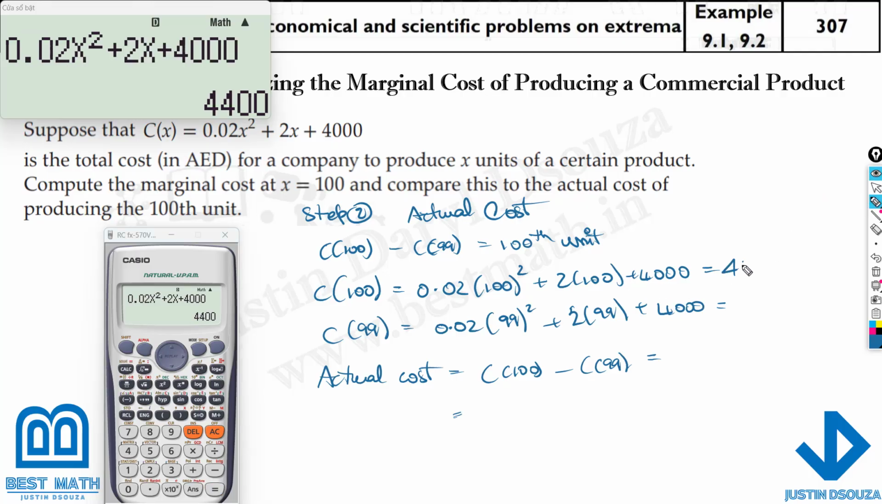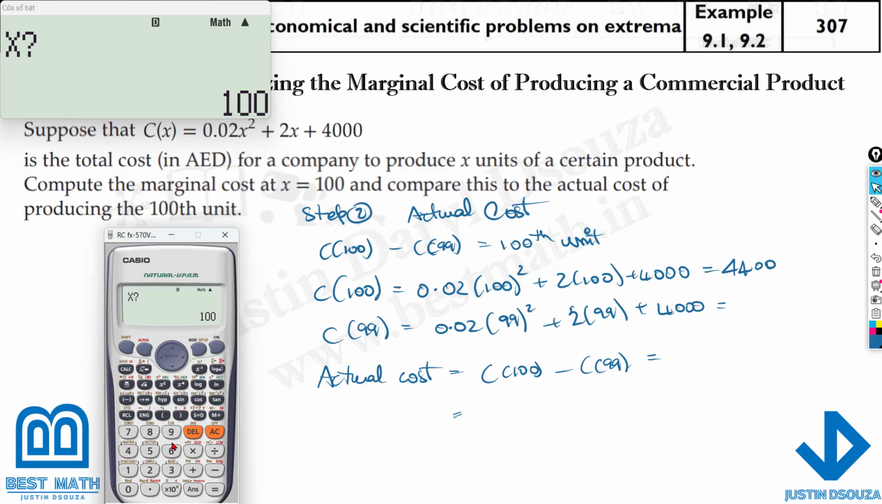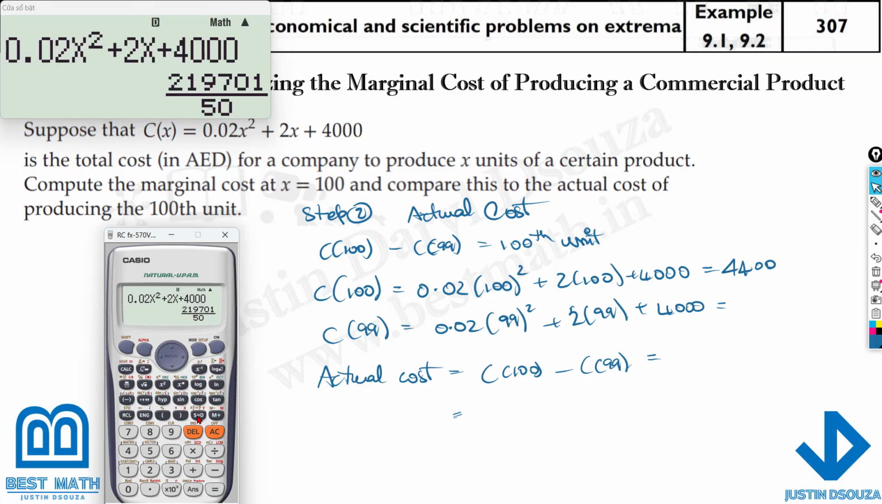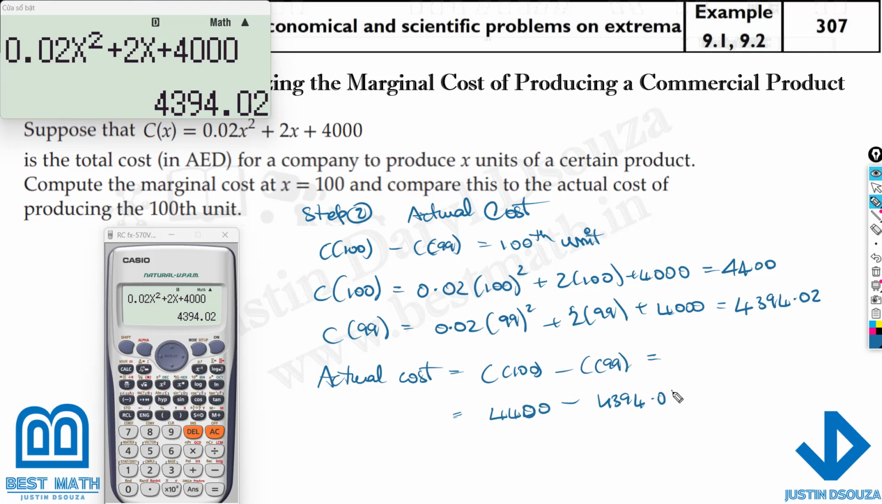So over here we get 4400. And then change this to 99. Calculate it at 99. So we get the value of the total cost produced for 99 units, that is 4394.02. So all you need to do is subtract this: 4400 minus 4394.02. It is 6, and not 6, sorry, 5.98 dirhams. So that is it.